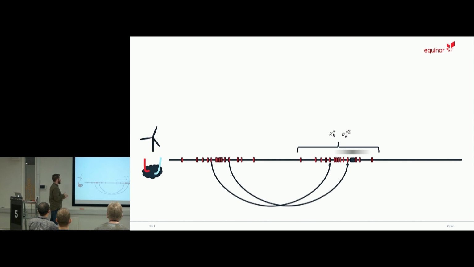But the bad thing about it is that now we only do a single update step. So this is what is referred to as the ensemble smoother algorithm.